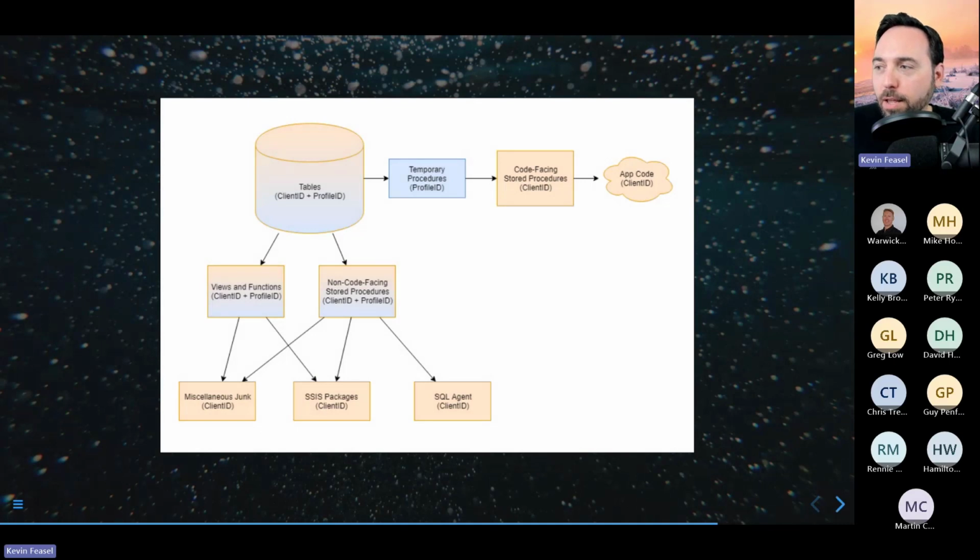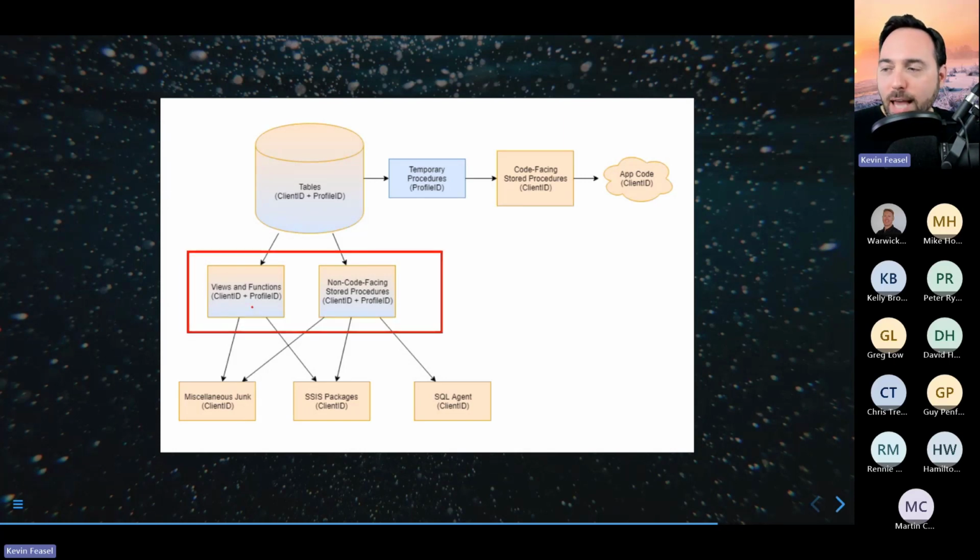So as a result, our tables have both client ID and profile ID, and these internal procedures, these views, these other things had an is null check. Do you have a value in client ID? If so, we'll take it. Do you have a value in profile ID? Otherwise, we'll take it. All right.